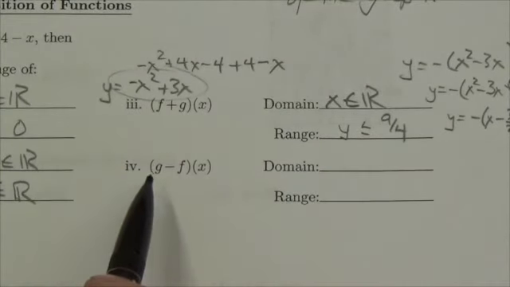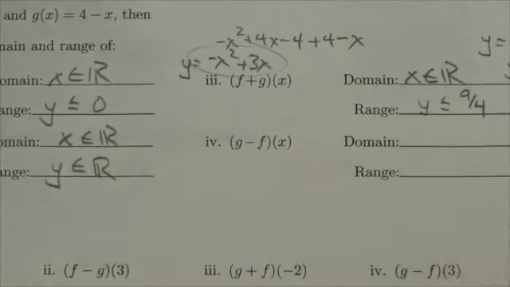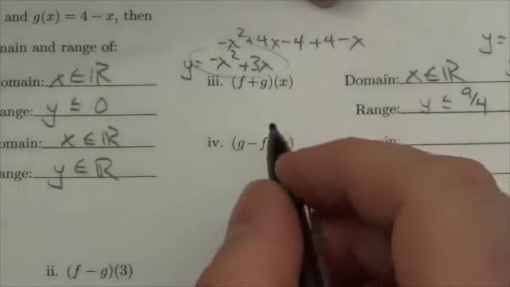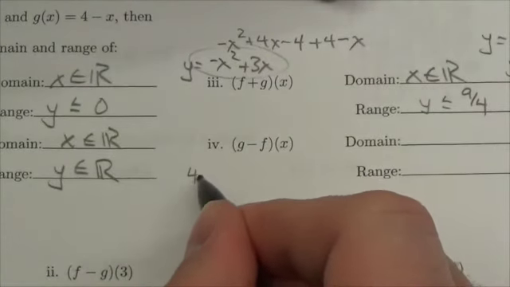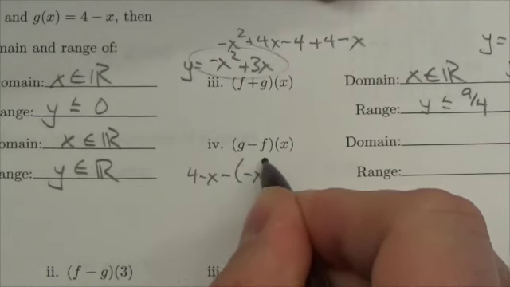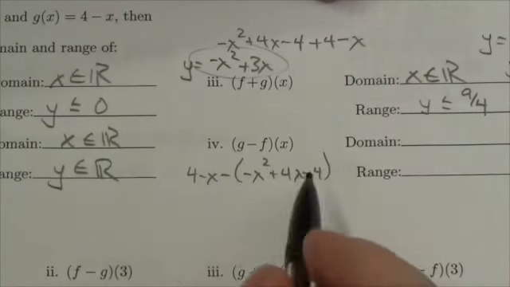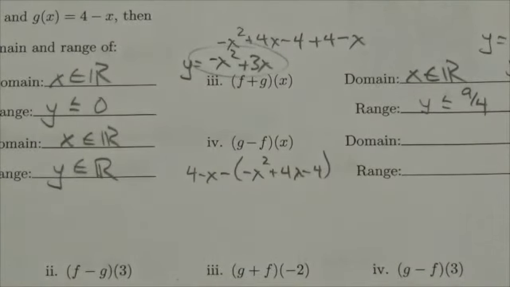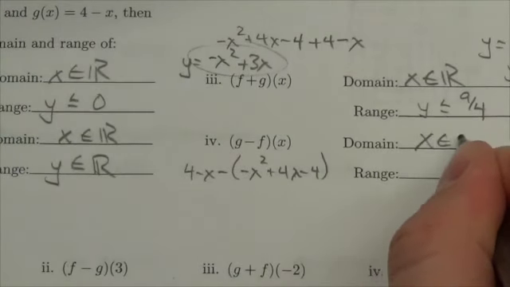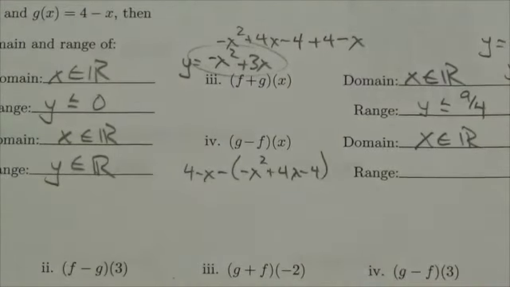Now, let's take a look at what happens when I go g minus f. That is going to be 4 minus x minus negative x squared plus 4x minus 4. When the negative goes through, we're still getting a quadratic. Again, even when you're subtracting, the domain of the overall function will only be limited by the smallest domain. These are both elements of the reals, so the domain here will again be the elements of the reals. Now it's the range that's the issue.